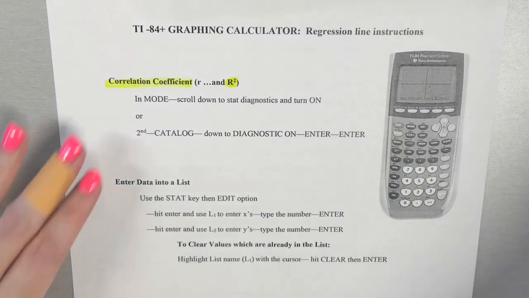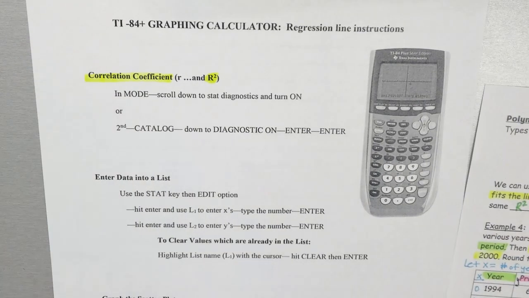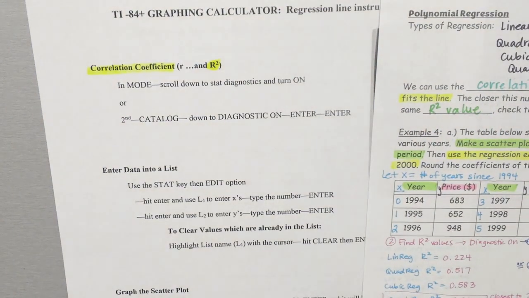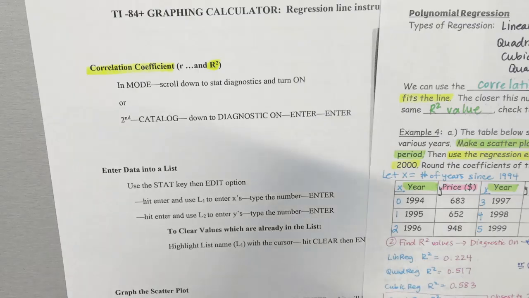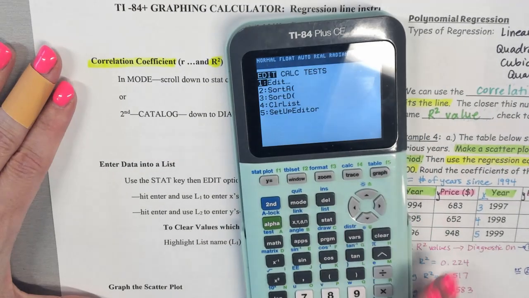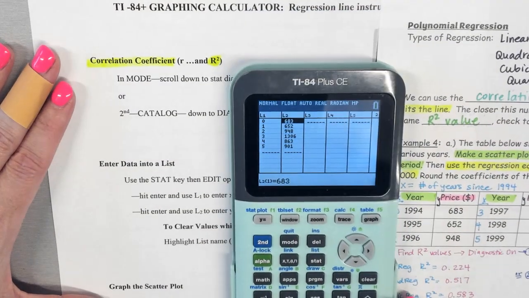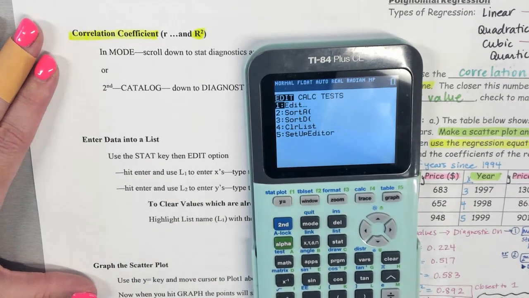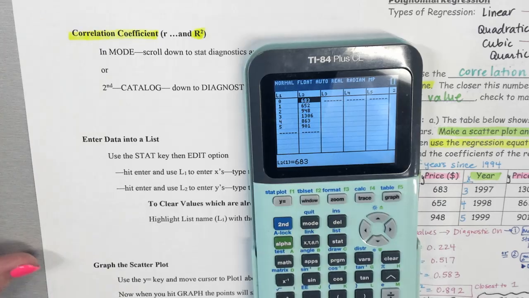All right, so yesterday we did the correlation coefficient. We entered our data into the list. If you guys cleared out your list, you may have to go back in and enter that data. So to look at the data, you're going to go to the stat key, press enter, make sure you have that same data in there. Okay, because we're going to do our scatter plot together today.